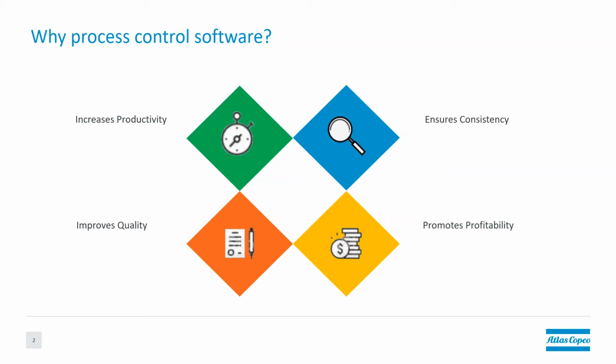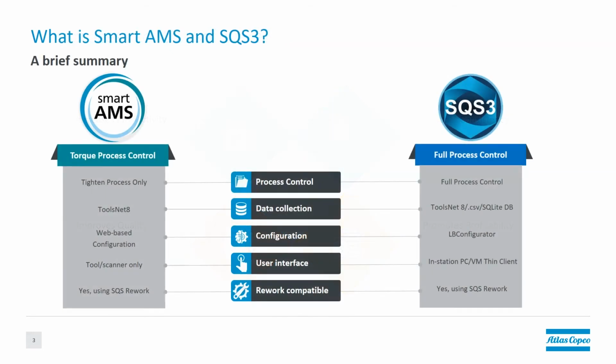Now let's take a look at the two software packages that Atlas Copco offers covering process control in the assembly station. First, we have Smart AMS, which is a torque process only. Next, we have our SQS3, which is full process control. As you can see, we share a lot of the same features. However, our Smart AMS only allows tightening processes on the process control, where the SQS is a full station process control. It becomes the hub of the station.